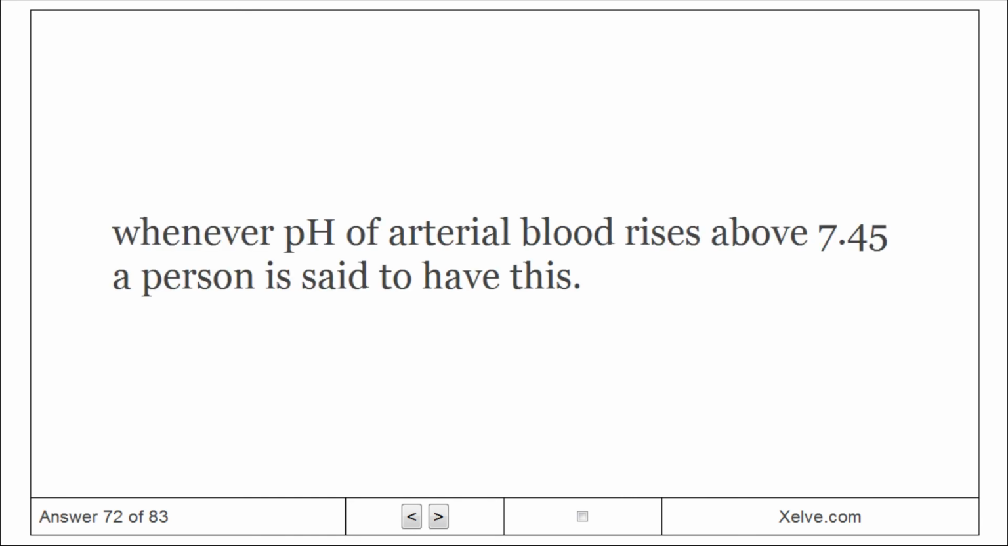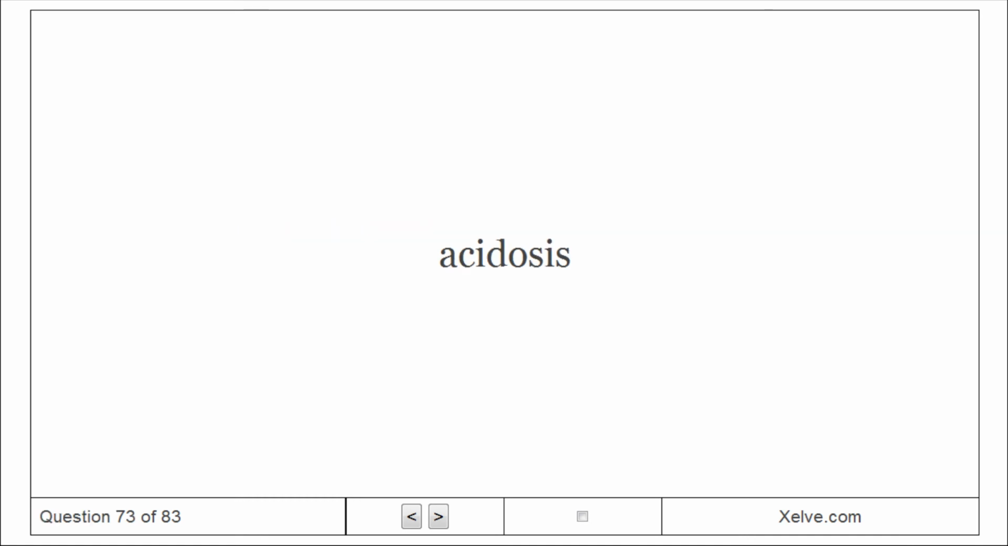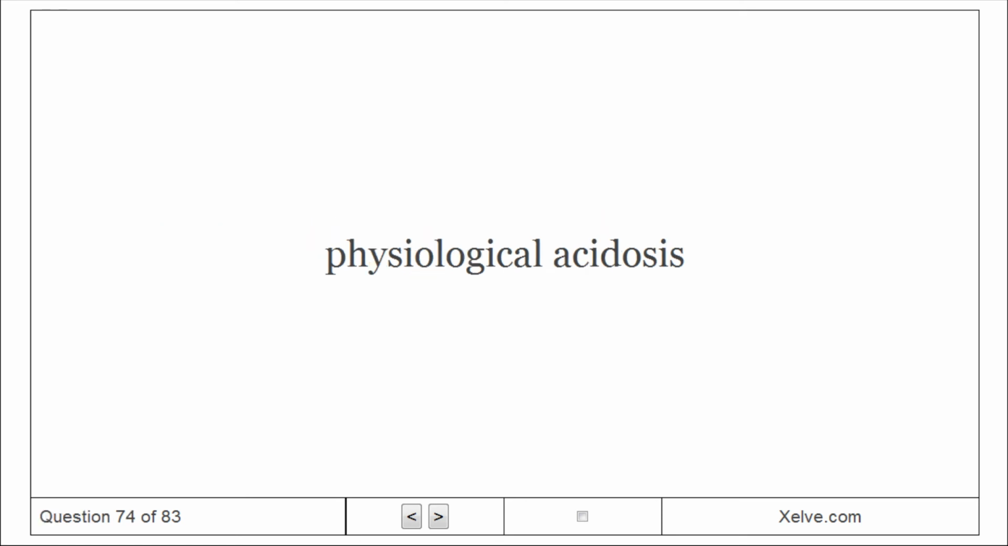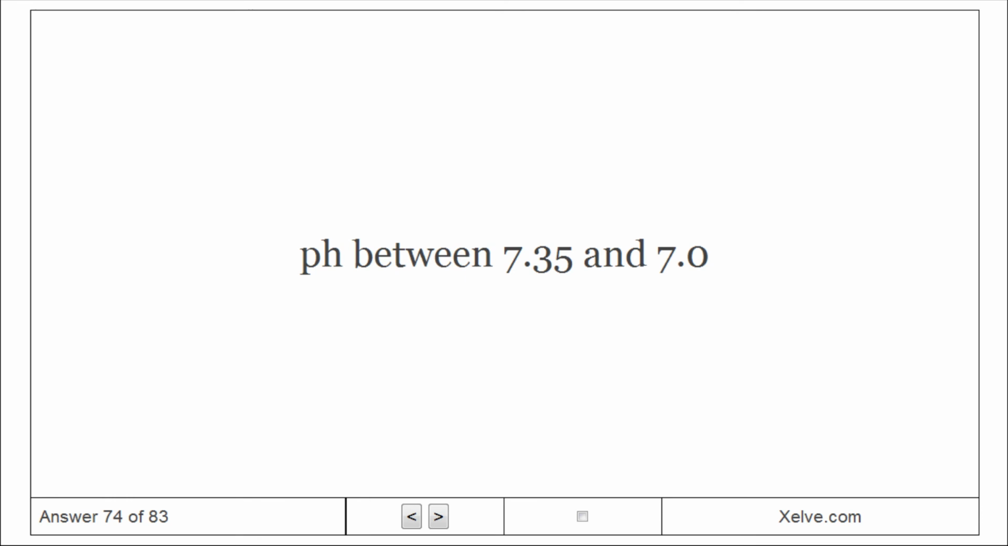Alkalosis. Whenever pH of arterial blood rises above 7.45, a person is said to have this. Acidosis. Whenever pH of arterial blood drops below 7.35, a person is said to have this. Physiological acidosis: pH between 7.35 and 7.0.